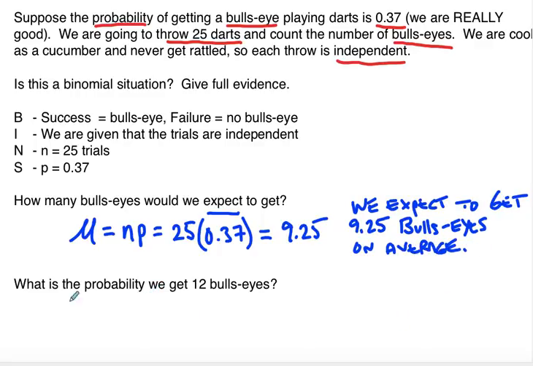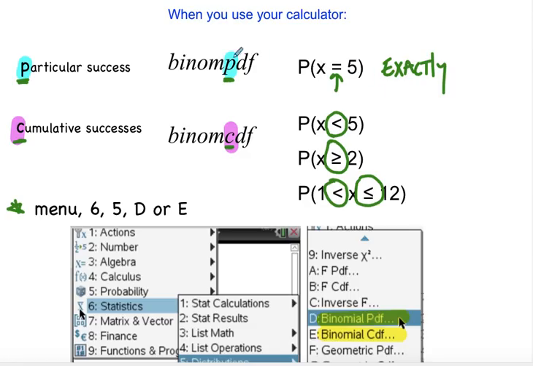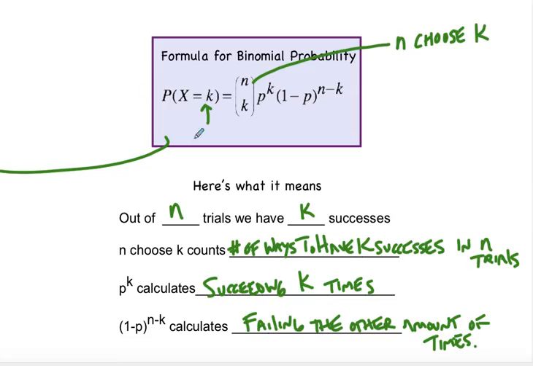Okay. All right, now we're going to find the probability that we get 12 bullseyes. So we're throwing 25 times. We're trying to find the probability that we get 12. That would be the probability of exactly 12, equal to 12. So when it's an equals, we're going to use PDF in our calculator. But we do need to show the setup of this formula. You always have to show the setup of the formula, but then you're going to use your calculator to speed things up.